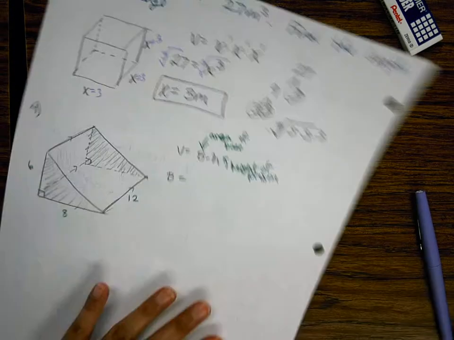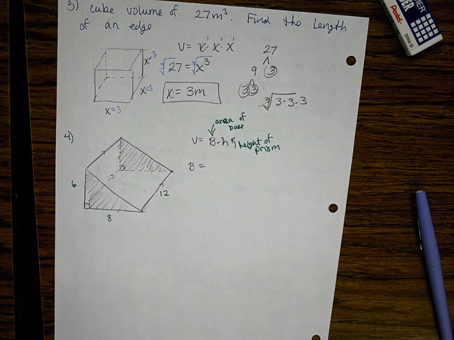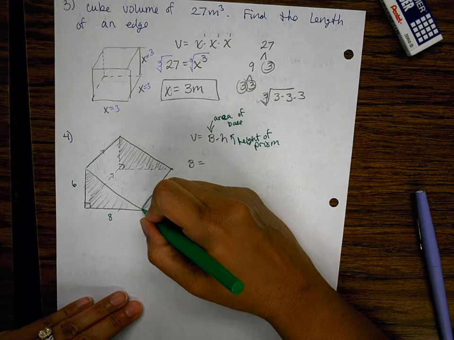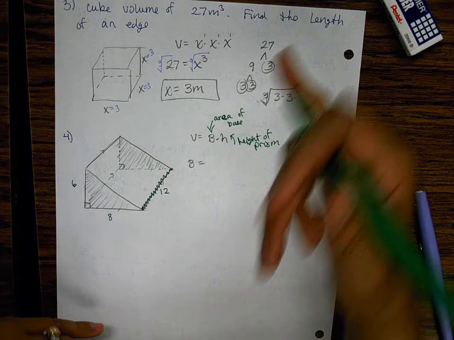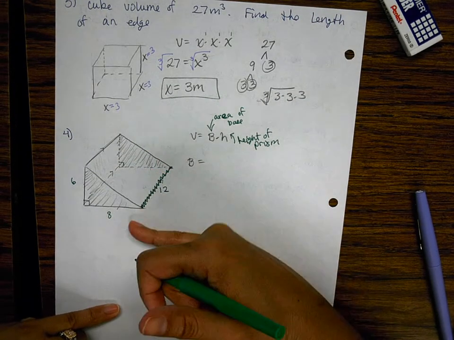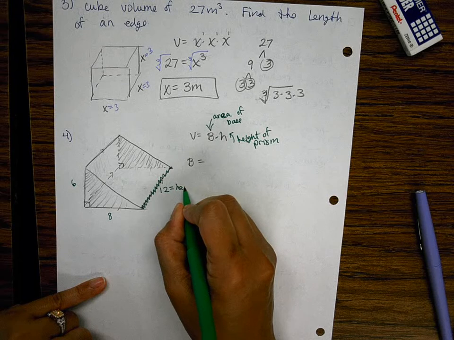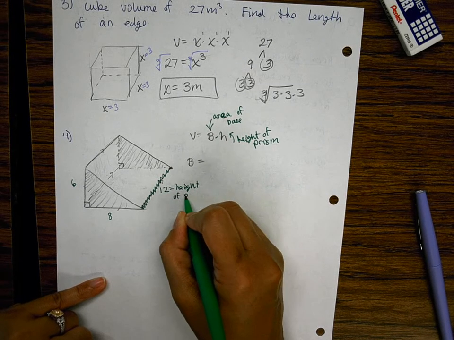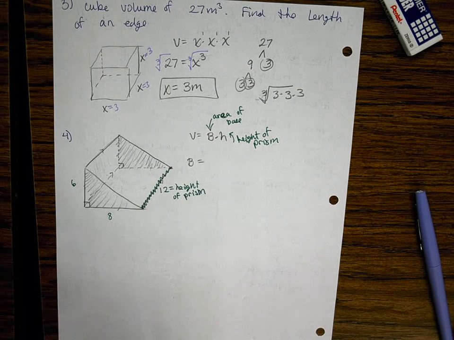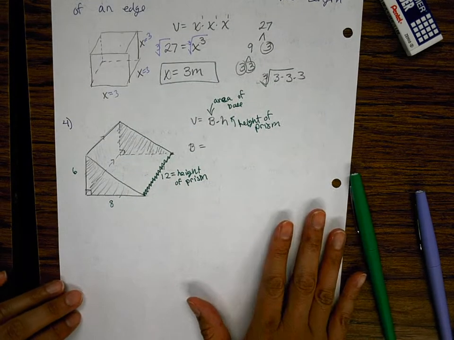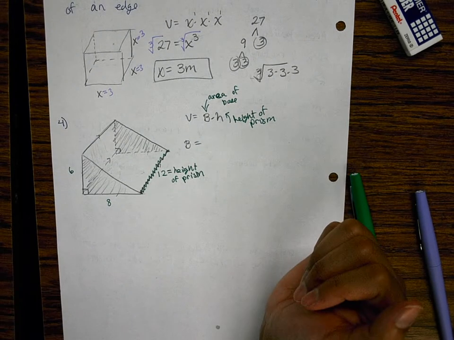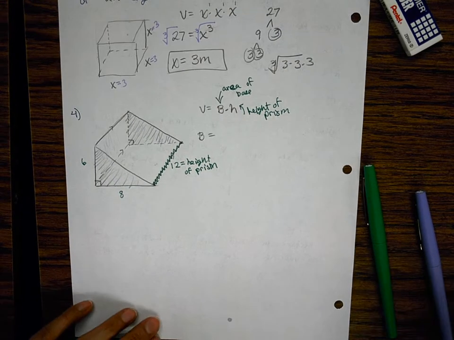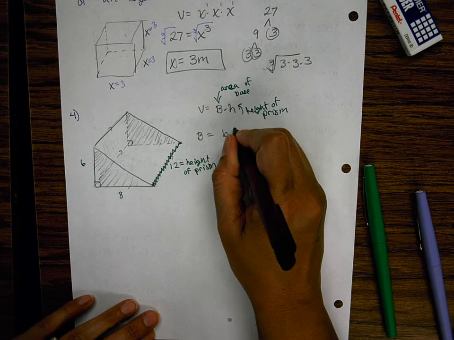All right, review. Area of a triangle is base times height divided by 2. Now, I want to make sure you understand the difference between the height of the base and the height of the prism. Height of the prism is the leg that connects the two bases. Front base, back base, this is the leg that connects the two, so this is the height of the prism. The height of the prism is always the leg that connects the two bases. Got it?